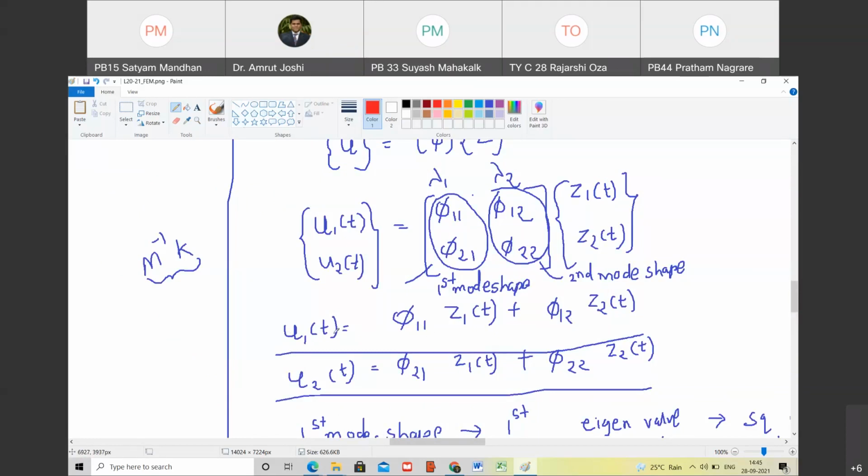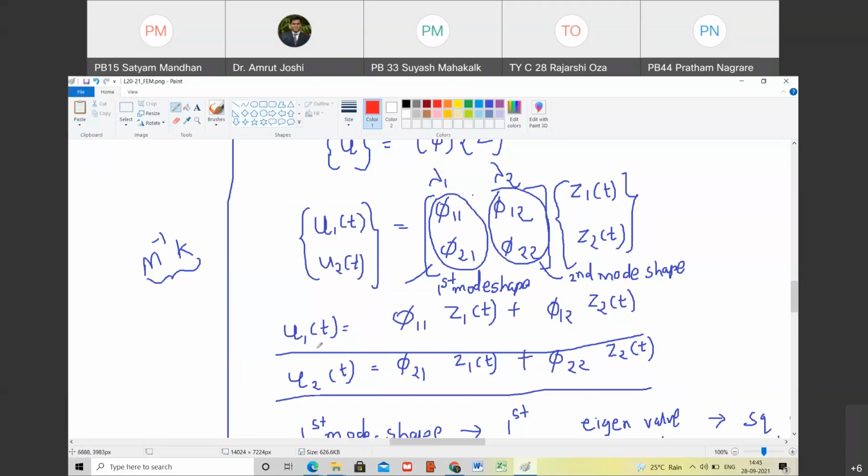देखो, u1 of t is governed by first as well as second mode shape. φ11 is the term in first mode shape. φ12 is the term in second mode shape. Do you agree with me? Yes, sir. So φ11 and φ12 दोनों से u1 of t is governed. It is governed by both. Happy?